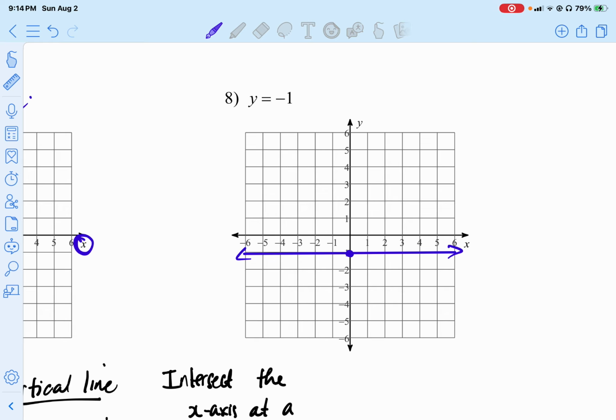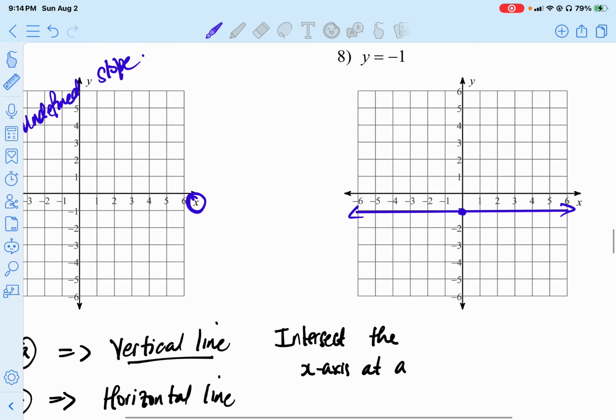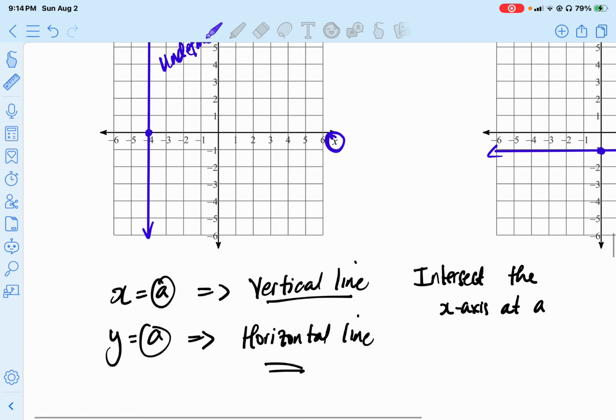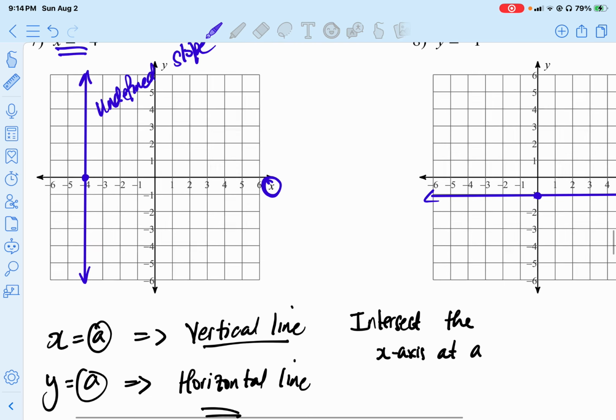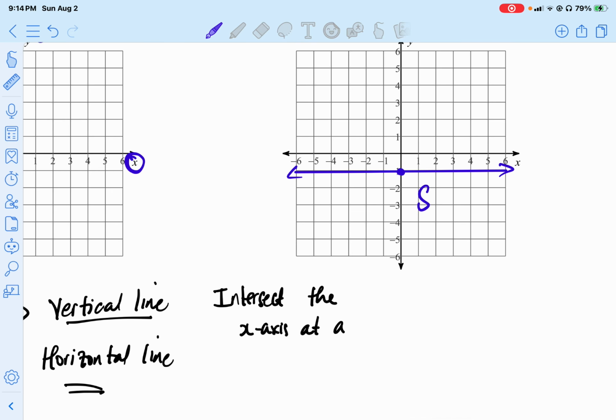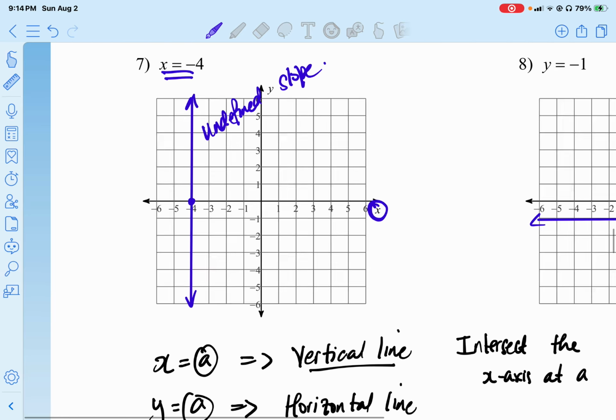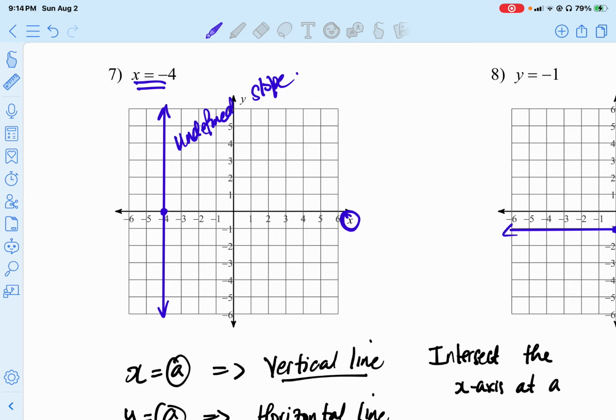Now, there are more things I could say, that the line y is equal to -1 or y is equal to a is always going to be parallel to the x-axis and all that stuff. But I'm not trying to do too much flip-flopping. Just remember this, right? The line x equals a is a vertical line. The line y equals a is a horizontal line, all right? So the slope here, excuse me, is 0, and the slope here is undefined.